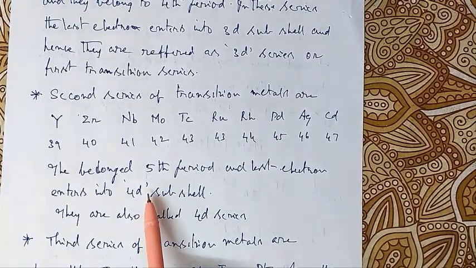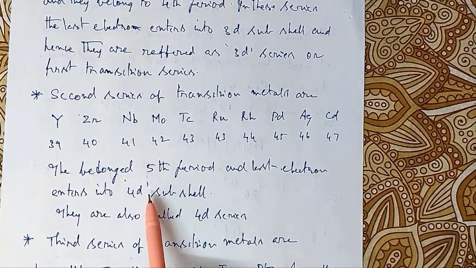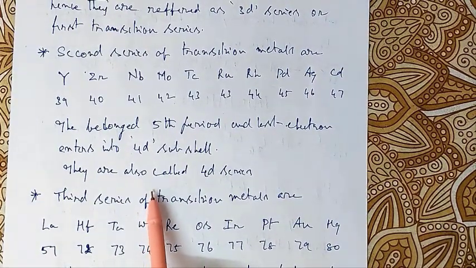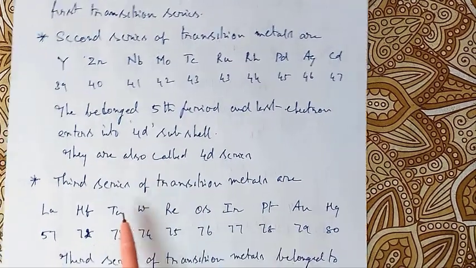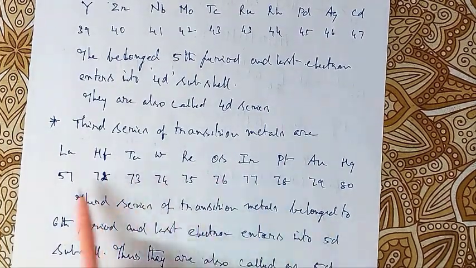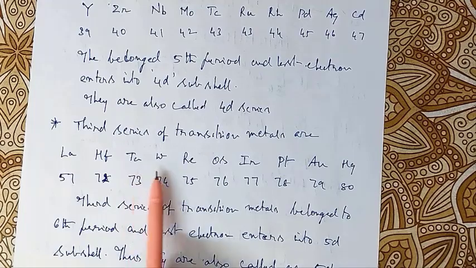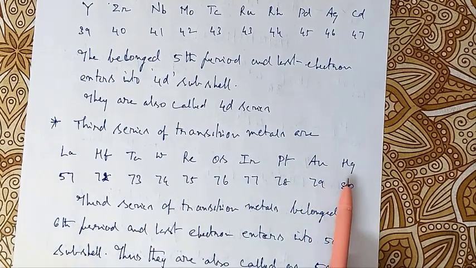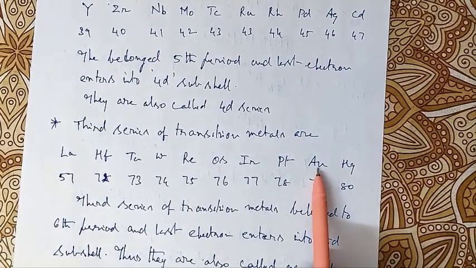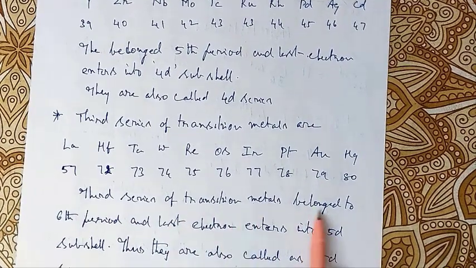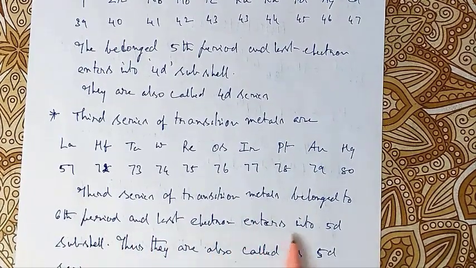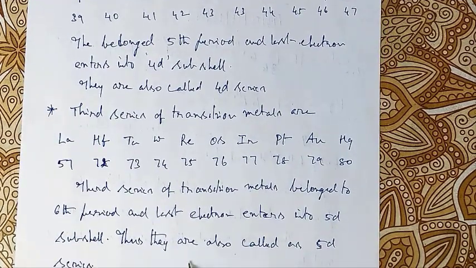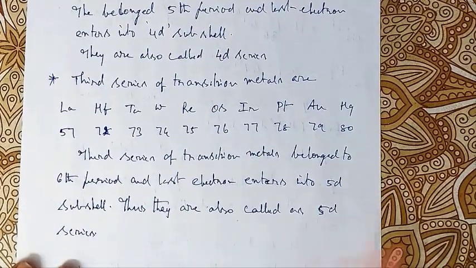These elements, the second series of transition elements, are also referred to as the 4d series, as the last electron enters the 4d subshell, and they belong to the fifth period. Whereas the third series of transition metals are lanthanum, hafnium, tantalum, tungsten, rhenium, osmium, iridium, platinum, gold, mercury. Au means gold. The third series of transition metals belong to the sixth period and the last electron enters the 5d subshell. Therefore, they are referred to as the third series of transition metals or 5d series.